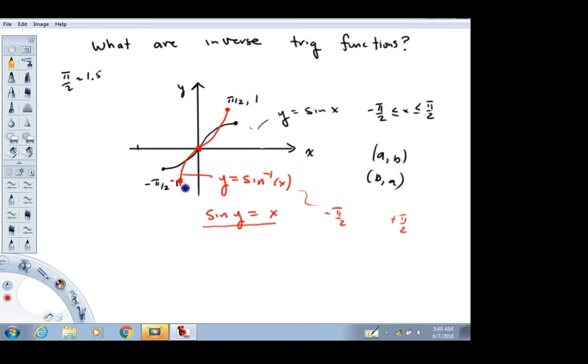The inverse cosine function is very similar. It's the set of all y values that satisfy the following: cosine y equals x, and the inverse cosine function is only defined between 0 and pi. The inverse tangent function is the set of all values that satisfy tangent y equals x, and the inverse tangent function, similar to the inverse sine function, is defined between minus pi over 2 and plus pi over 2.